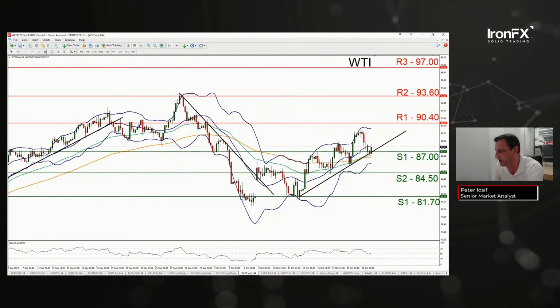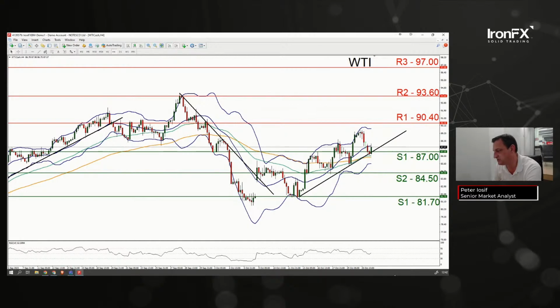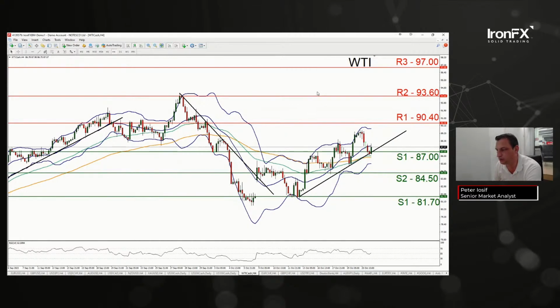So it's a very, very interesting chart, and we still have to see which way it will go. For the time being, we tend to maintain a bullish outlook, yet that's highly uncertain.